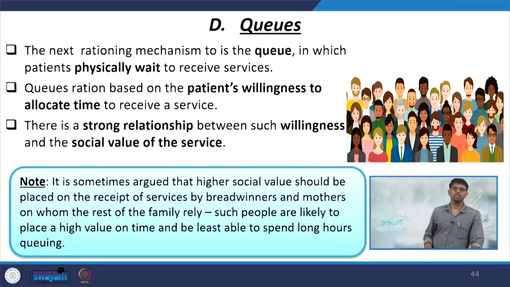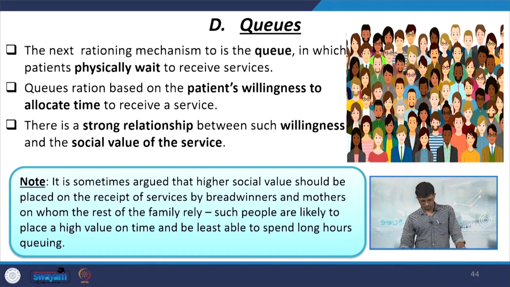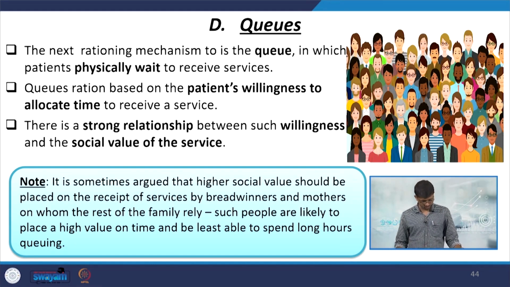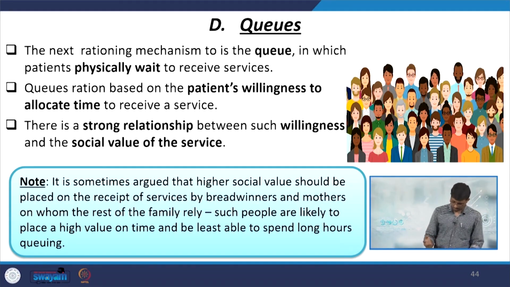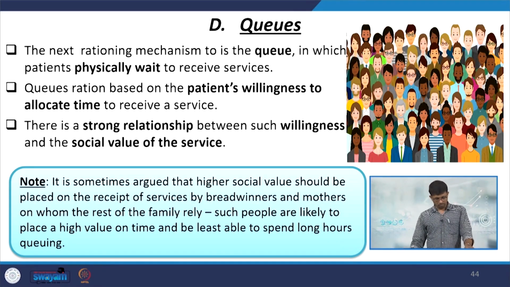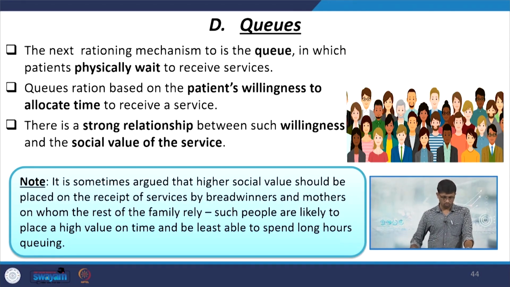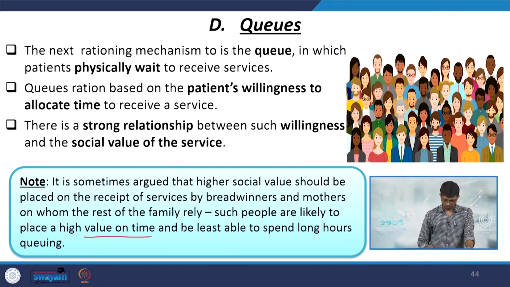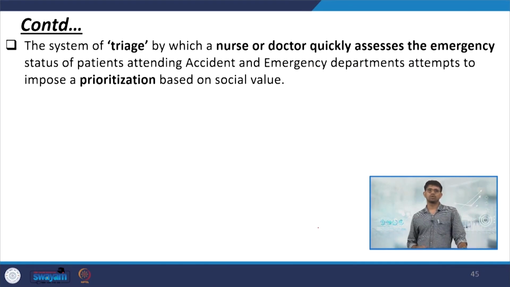And one note here: it is sometimes argued that higher social value should be placed on the receipt of services by breadwinners, as I already mentioned with the case of willingness in case of queues, or mothers on whom the rest of the family rely. Such people are likely to place a higher value on time and be least able to spend long hours queuing. Physically waiting is considered to be a cost for them.